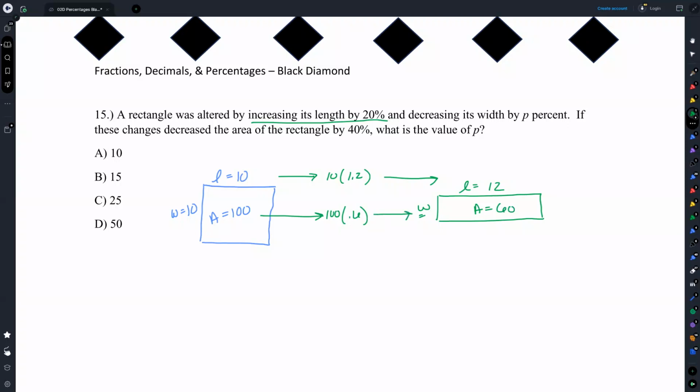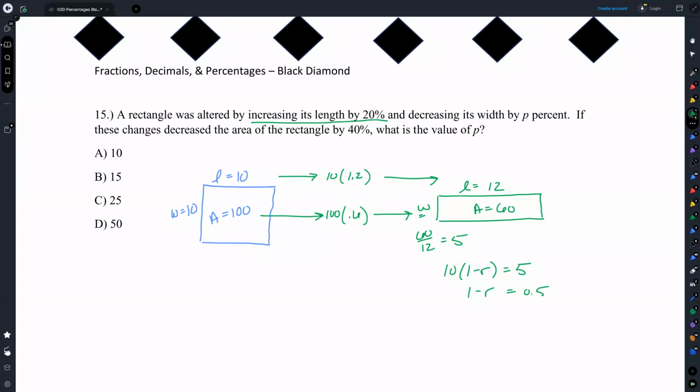So that means the width will be 60 divided by 12. My new width is going to be 5. So I just have to look at my old width and my new width. You might intuitively just know that's a decrease of 50%. If you want to calculate it, you would say 10 times 1 minus r gives you the result of 5, and that would mean 1 minus r is 10 divided by 5 is 0.5.